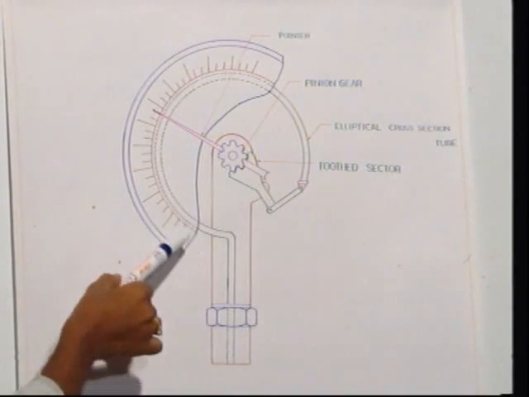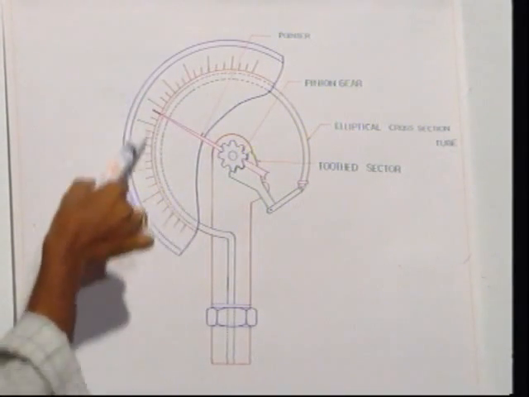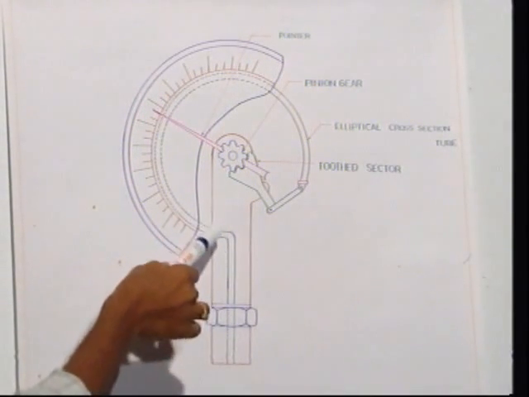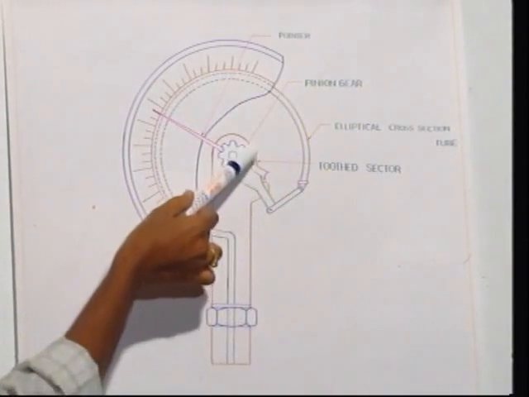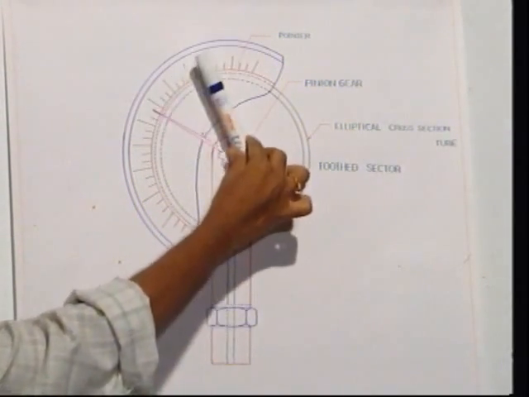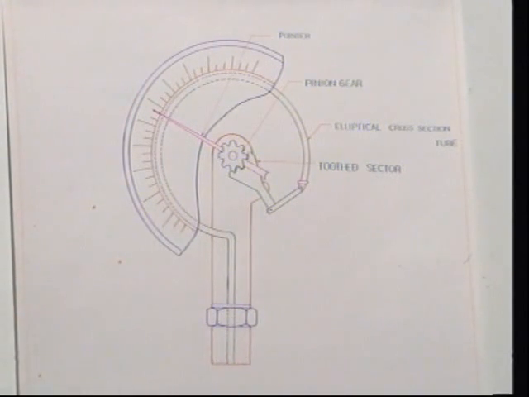So we can measure the pressure directly from the pointer, which is pre-calibrated. This dial gauge is pre-calibrated to known pressures. When it is subjected to these pressures, the movement is communicated to this toothed sector. Thus the pointer moves from one point to another, so we can directly note down the reading. The dial gauge is marked either in Newton per meter square or in kg per centimeter square.